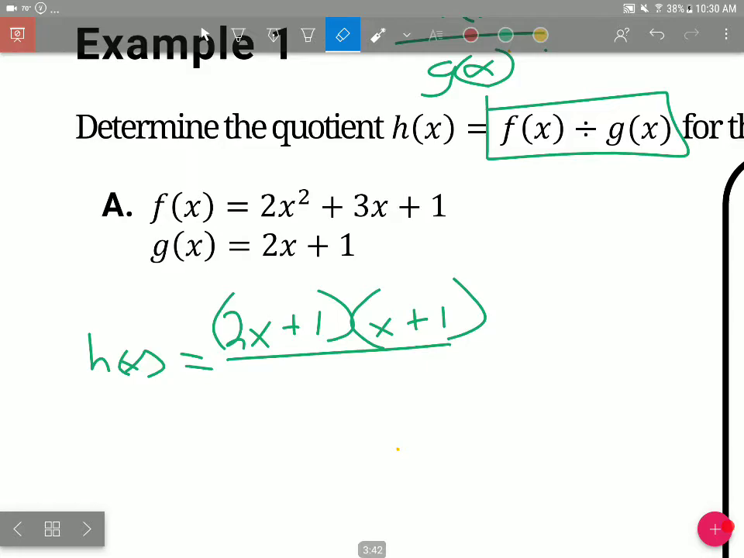And then we'll do the bottom. So that's your top, and then we'll put the bottom up there. 2x plus 1. Okay, so that's the setup. You have to factor everything.